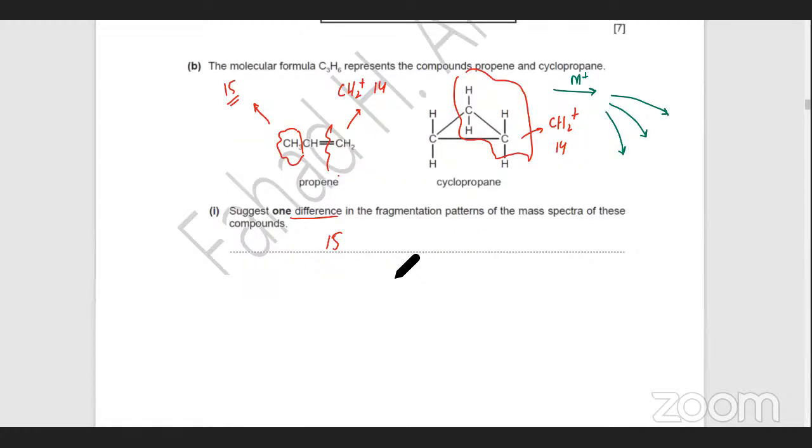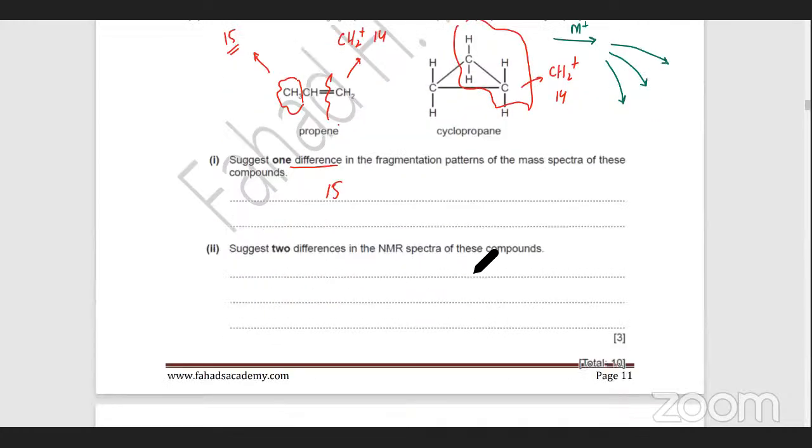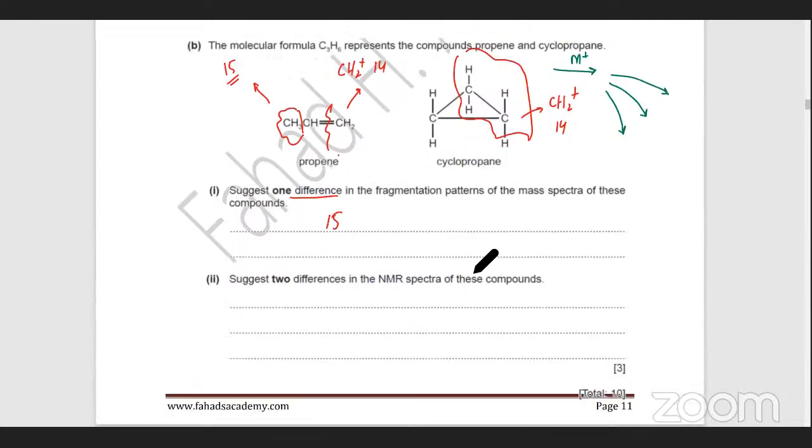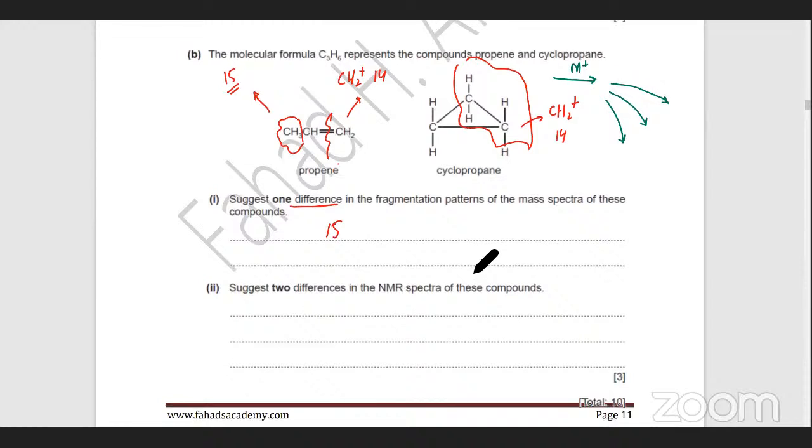Now the other one is: suggest two differences in the NMR spectra. The NMR spectra depends on the number of chemical environments of the hydrogen protons. So forget this. Now focus on the NMR spectrum. How many different chemical environments are there in cyclopropane?